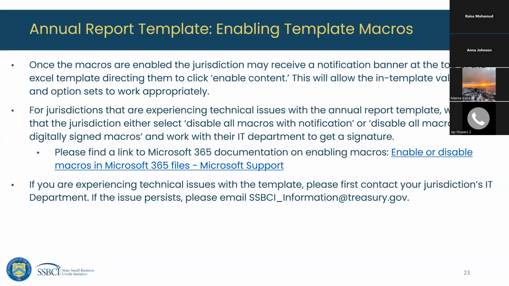Okay, so also we have macros in our template that are going to help jurisdictions use the drop-down menu, the pop-up boxes, and the multi-select options. Once the macros are enabled, you're going to see a banner at the top of your template. Just make sure you hit enable content, and this is going to allow those in-template validations and option sets to work for you.